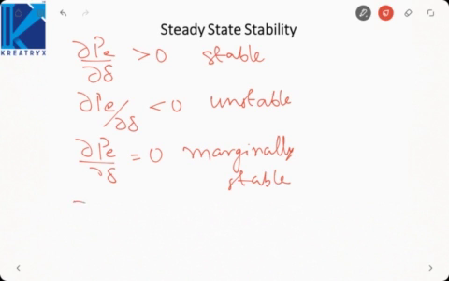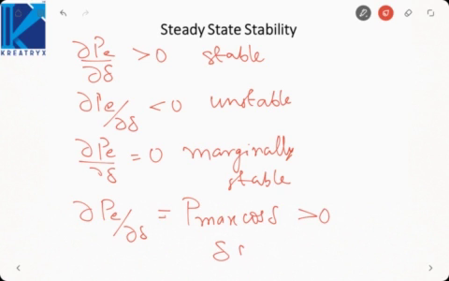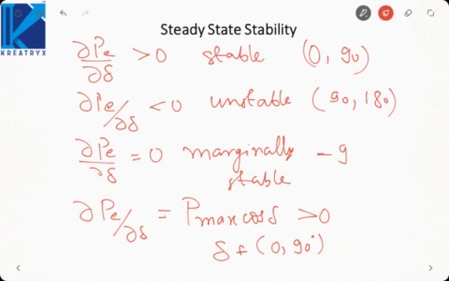Now we know ∂P/∂δ is actually P max cos δ. If it is greater than 0, then δ belongs to 0 to 90 degrees. If it is unstable, δ belongs to 90 to 180. If it is marginally stable, δ is equal to 90 degrees, where power will be equal to P max. So here the system is marginally stable, hence P max is also called the steady state stability limit.